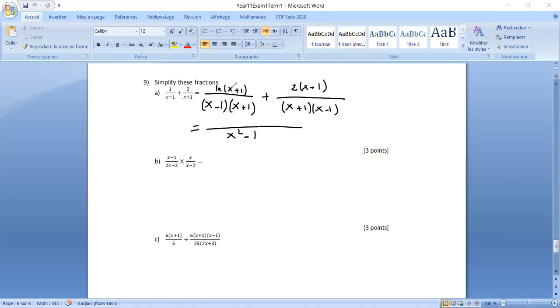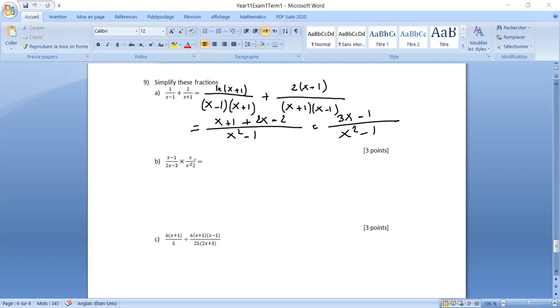After that, expanding this bracket, I have x plus 1 times x is x, 1 times 1 is 1. And then I need to expand 2 times x minus 1. So 2 times x is 2x, 2 times negative 1 is minus 2. Then collect the like terms. I have x squared minus 1, and then x plus 2x is 3x, 1 minus 2 is minus 1. So this is the final answer that you need to have.